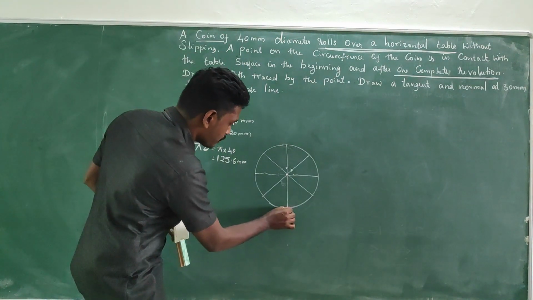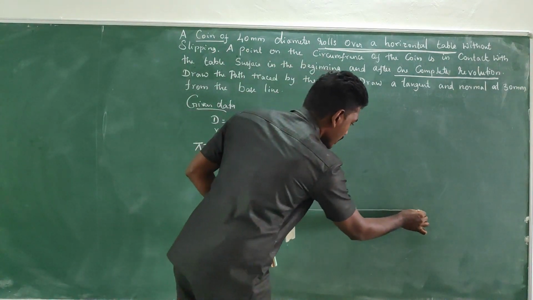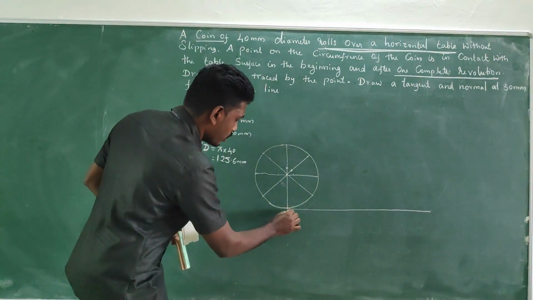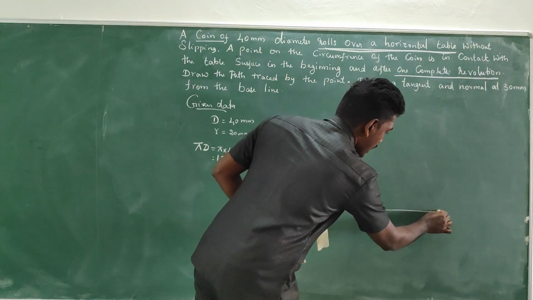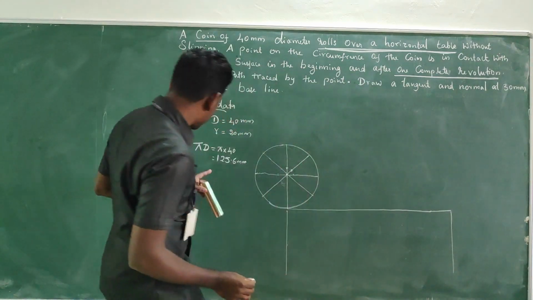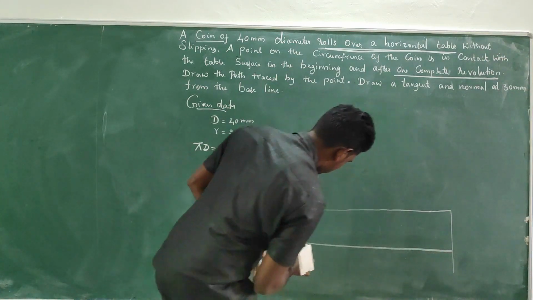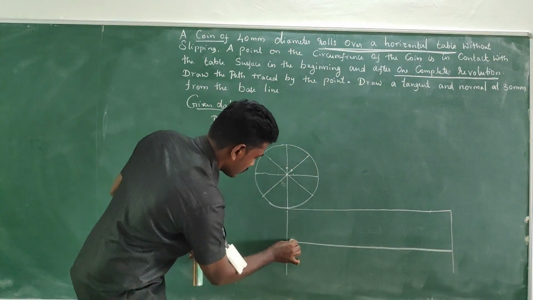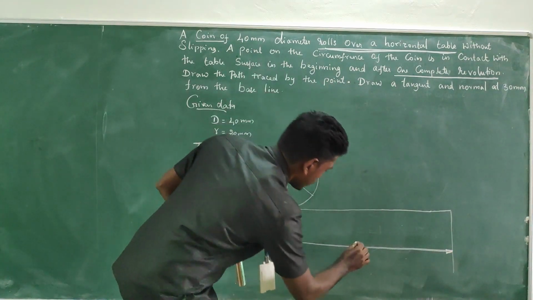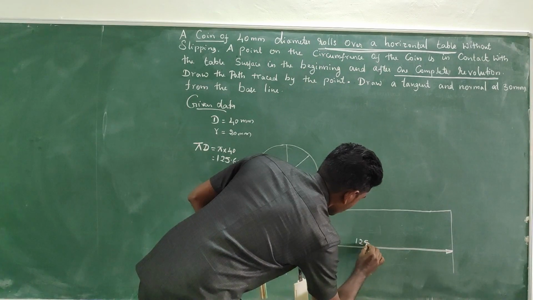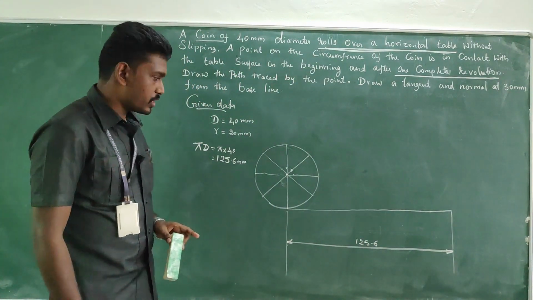For that, from this point you are going to draw a very good horizontal line. A very good horizontal line, should not be inclined. A very good horizontal 0 degree line, with the measurement of the circumferential length 125.6. Okay, so now the line is ready.